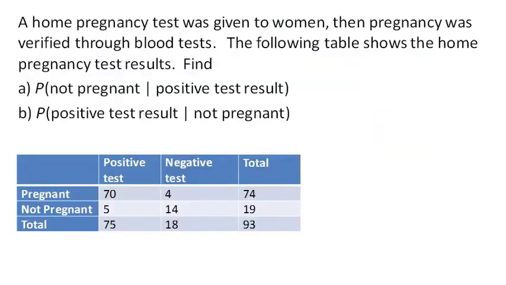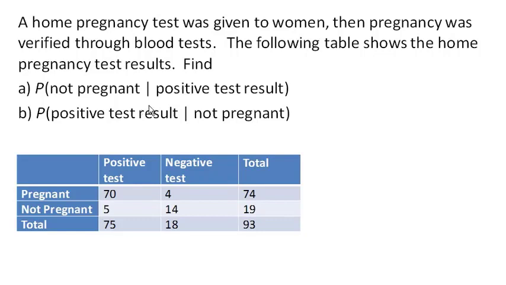So this looks at an important application of conditional probability. Here we have a home pregnancy test that was given to women, and then pregnancy is verified through blood tests. This table shows the home test result up here, and then whether they're actually pregnant or not down here. We're going to compute two different conditional probabilities.